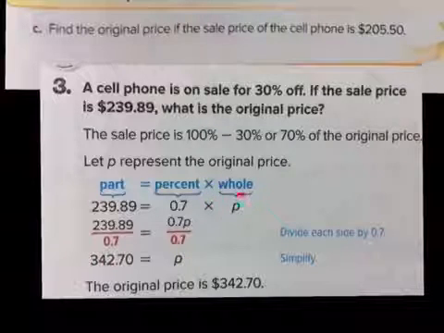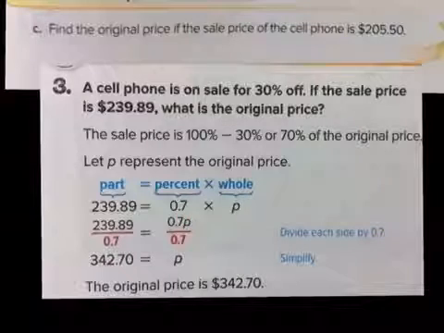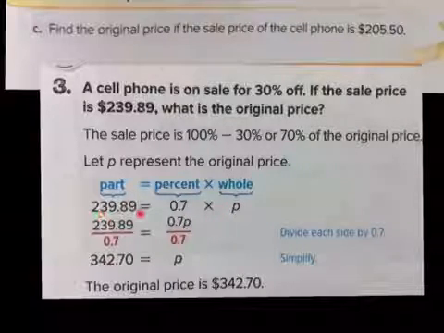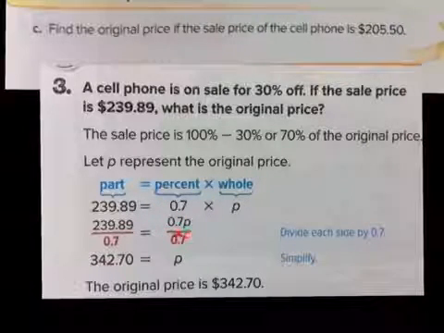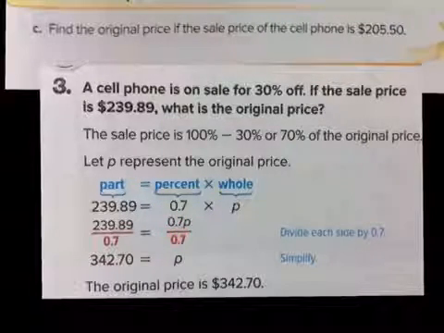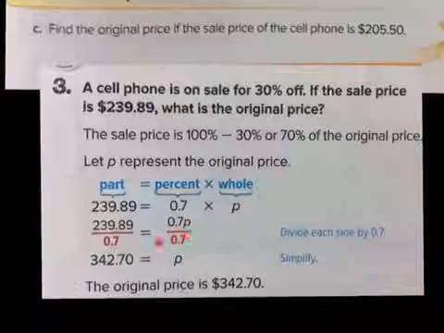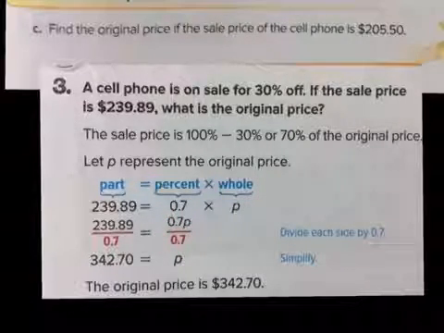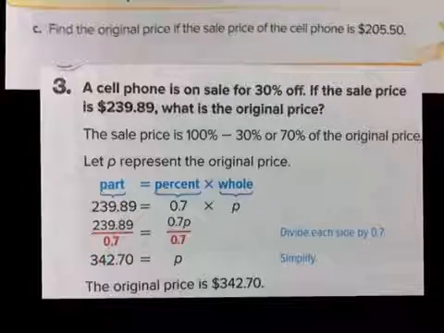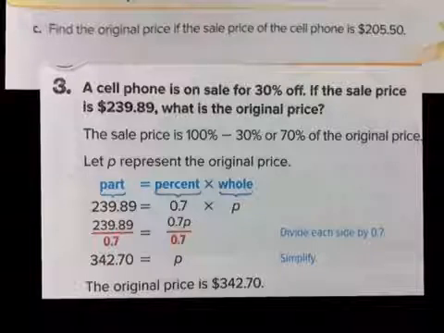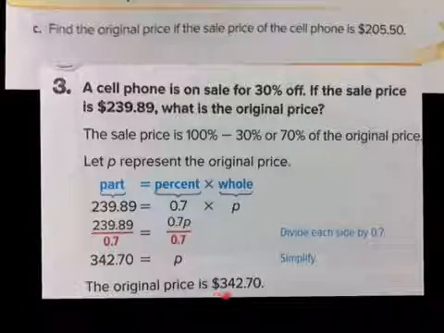So let's pretend that this right here is the original price. We're going to multiply it times 70. It's going to give us what 70% of this is, which is right there. Okay. Now we go ahead and we put them together. 0.7P. We want to divide or get rid of the 0.7, but whatever you do to one side, you want to do to the other side. And when you divide $239.89 divided by 0.7, you're going to get the value of what P is. Therefore, the original price is $342.70.